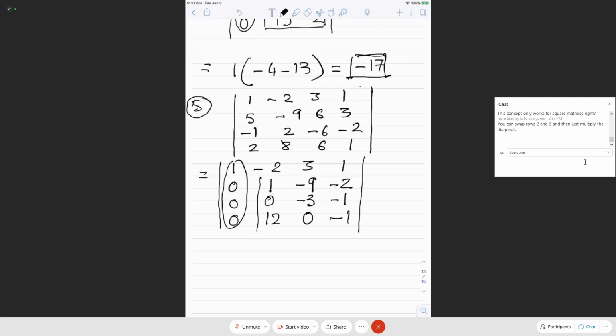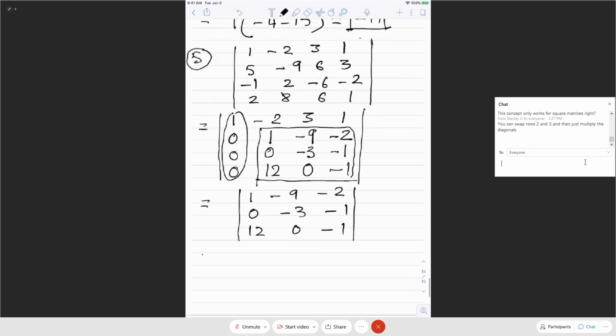Therefore, this determinant remains. You don't have to draw all these pictures on the exam, certainly not. 1 times this determinant. So I have 1, minus 9, minus 2, 0, minus 3, minus 1, 12, 0, minus 1. Well, multiply the first row by minus 12 and add it to the third row.